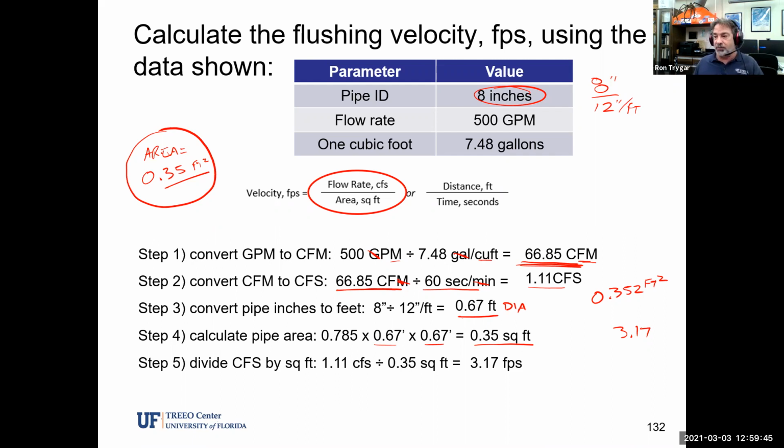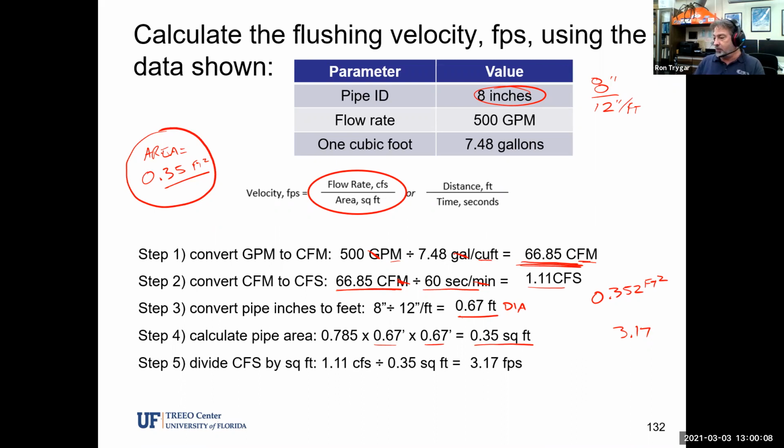So that's why this is important, to be able to show that we're flushing the lines at the right velocities and actually accomplishing what we set out to do. We don't want to just waste our time, and we certainly don't want to waste the water, because this is going to be unaccounted for water. We're not going to be able to bill for it, so we don't want to waste too much water either.